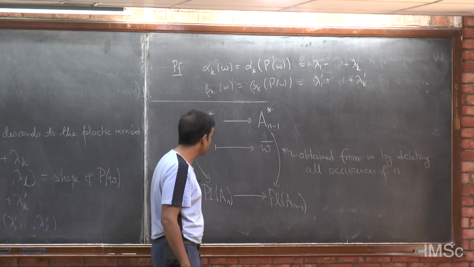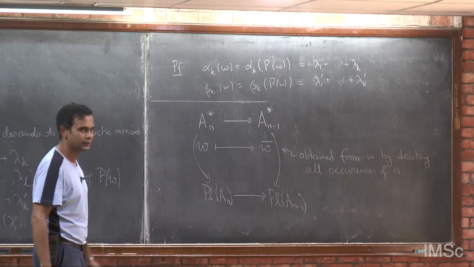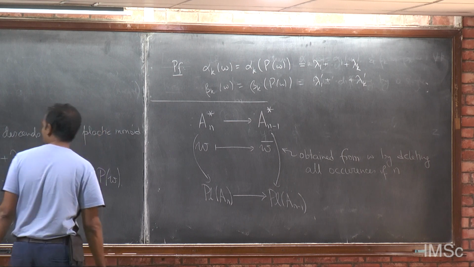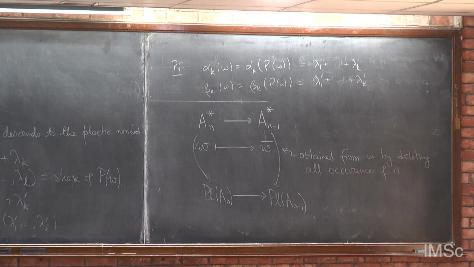And let us see what happens to P of W under this. So maybe it's good to do an example here. In words, summarize what you showed just now: you showed that two things were Knuth equivalent, that alphas will be equal to the same. Correct.